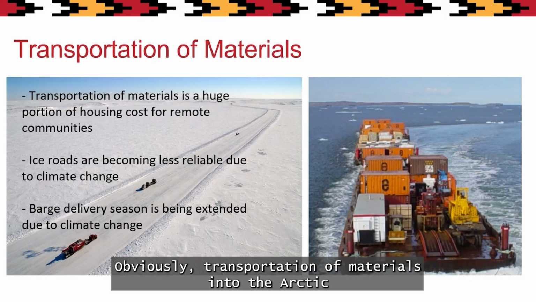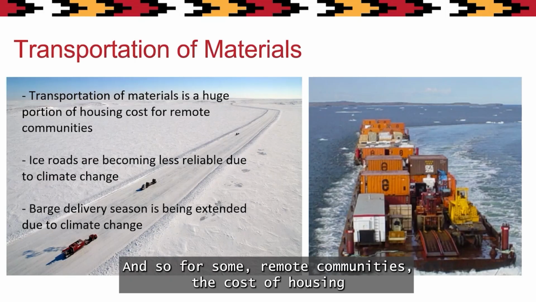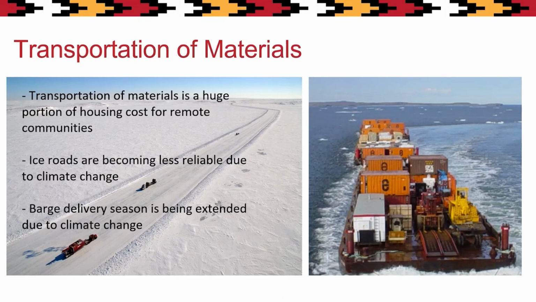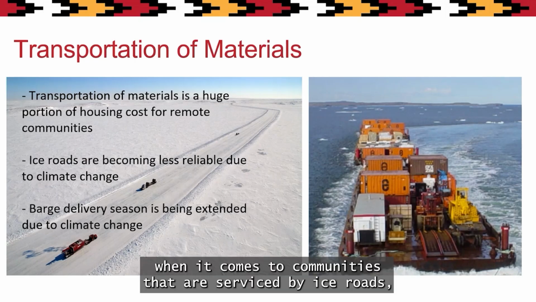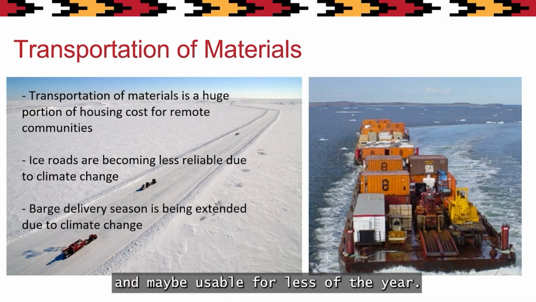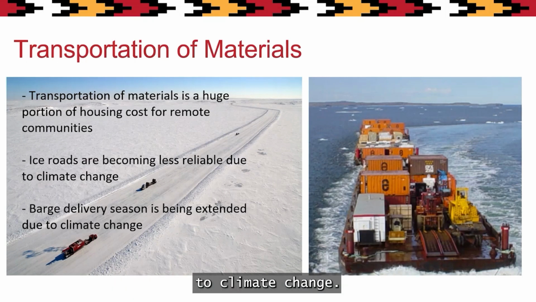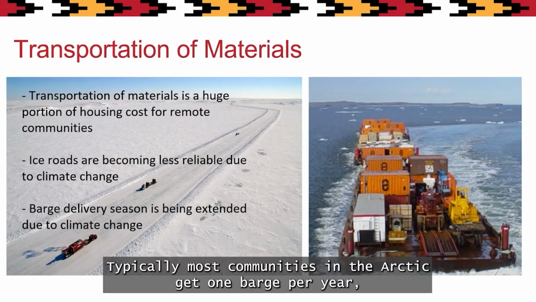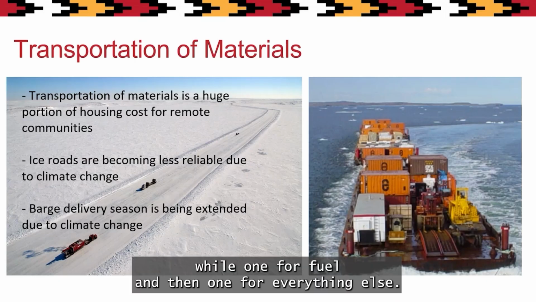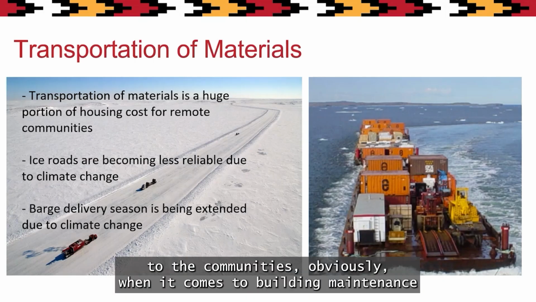Obviously, transportation of materials into the Arctic is a major issue, and it's a major cost. For some remote communities, the cost of housing may be as much as 50% related to transportation costs. Communities that are serviced by ice roads are finding them becoming less reliable due to climate change, and maybe usable for less of the year. The barge delivery season is being extended a little bit due to climate change. However, typically most communities in the Arctic get one barge per year, with one for fuel and then one for everything else. And so there's that huge challenge of getting materials to the communities.